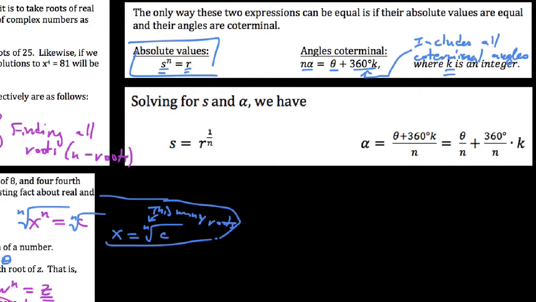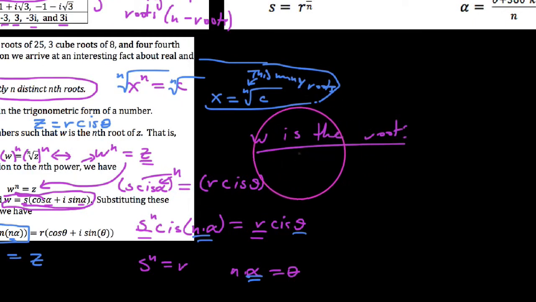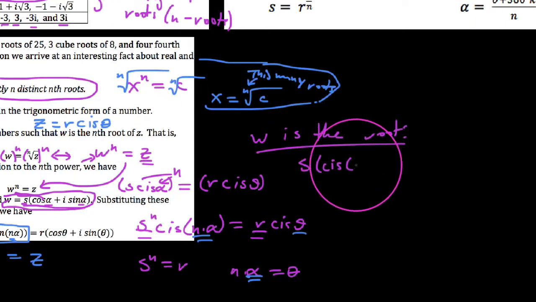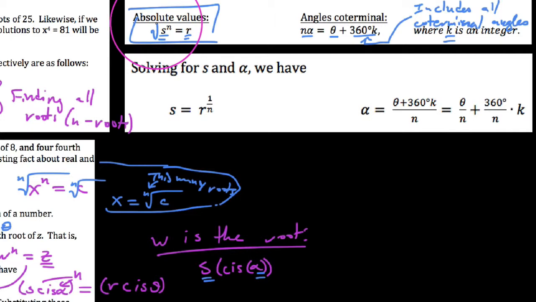I'll have you look back down here. Remember w. W is the root of the number. This is what we want to find, the root of the number, okay? And we say that it's equal to s cis alpha. So we need to know s and we need to know alpha. So from this right here, we could take the nth root of both sides. And what I get is just s is equal to r to the 1 over n.